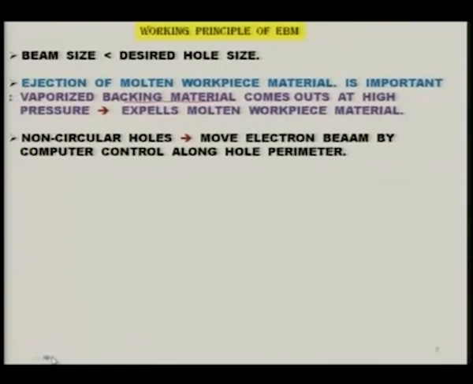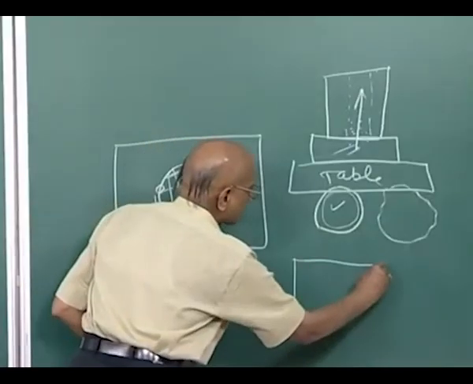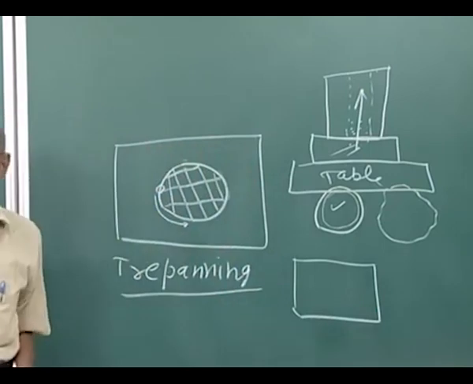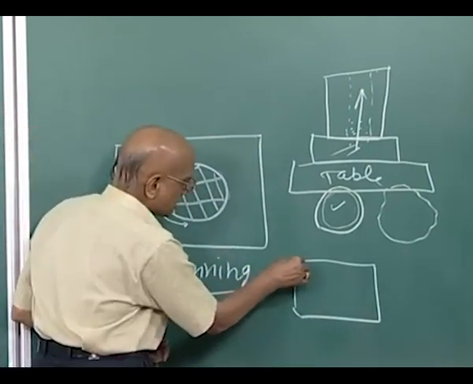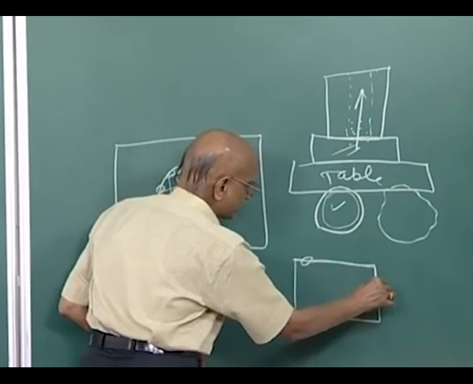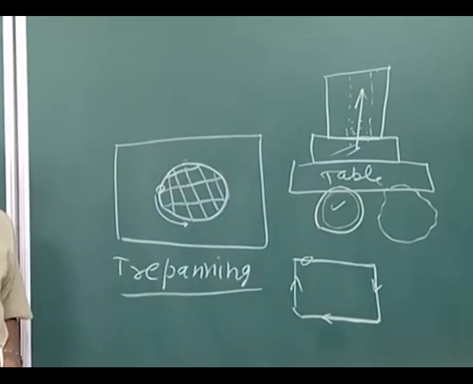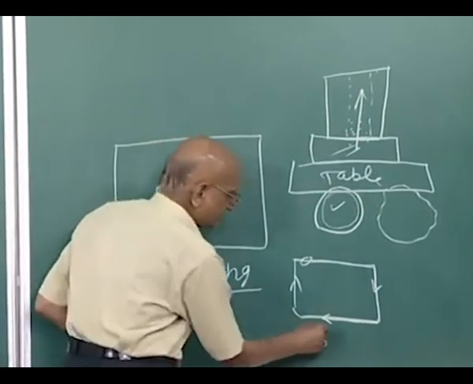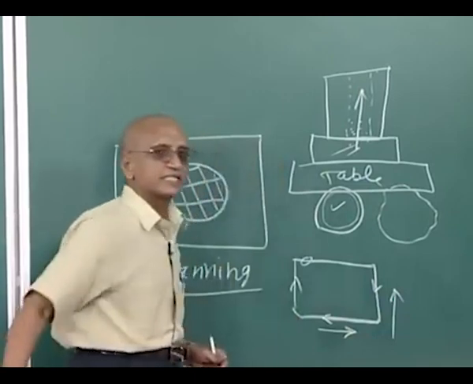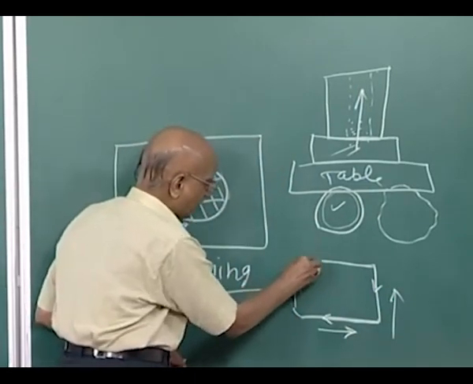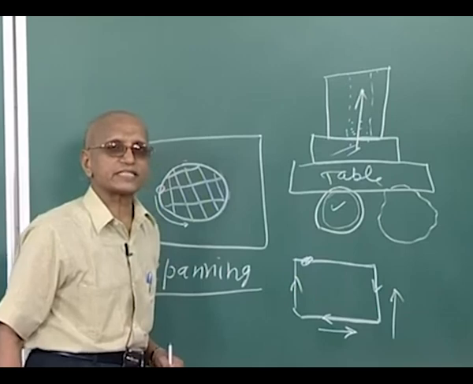Non-circular holes can be made with the help of an electron beam machining system. One can move the electron beam by computer controlled machines along the whole perimeter. Suppose instead of this circular hole you want a rectangular hole. Two ways are there, as I mentioned earlier: you can move the electron beam along this periphery, then the material will be cut and you will get the non-circular hole, or you can move the table in x direction and y direction in such a way that the beam is always along the periphery that is to be cut.